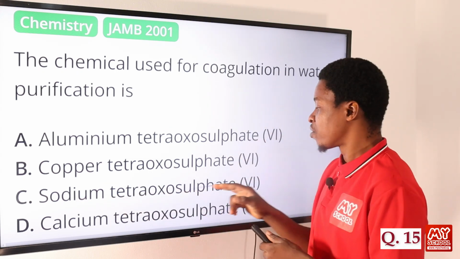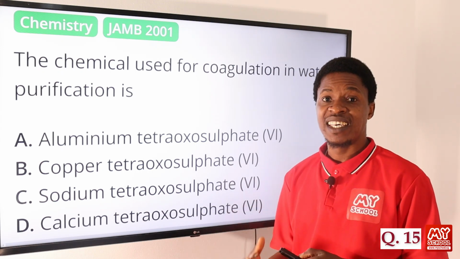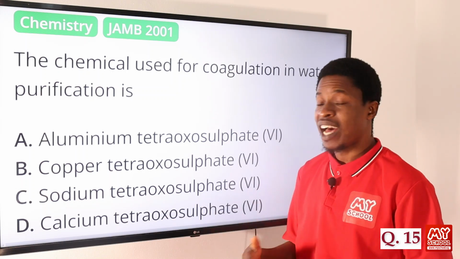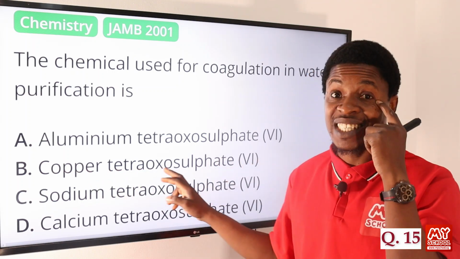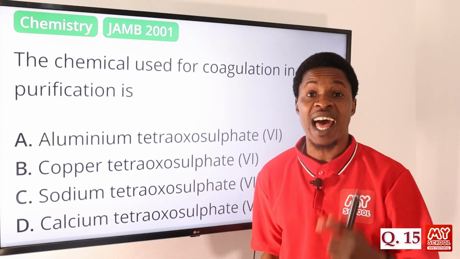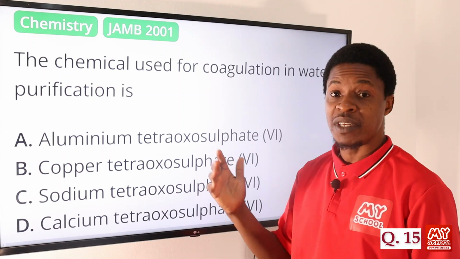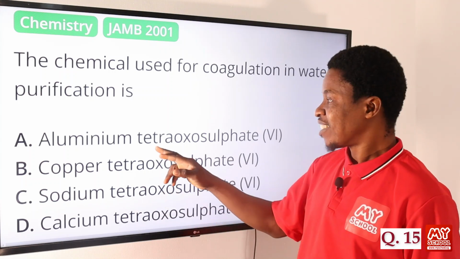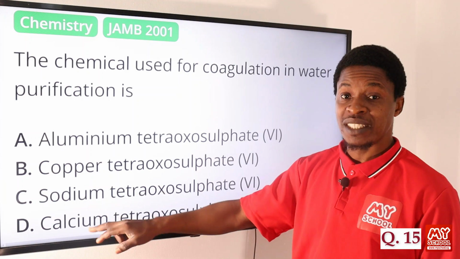Sodium tetrasulfate 6 is used as a filler in detergent that we use in washing our clothes and doing our dishes and our house chores, okay? So that's what this is used in. Copper tetrasulfate 6 is usually used when they want to make a fungicide, herbicide, insecticides, to eliminate insects and fungi, okay? Aluminium tetrasulfate 6, they all look alike. You can see tetrasulfate 6 present in all of them, but what differs is the metallic element.